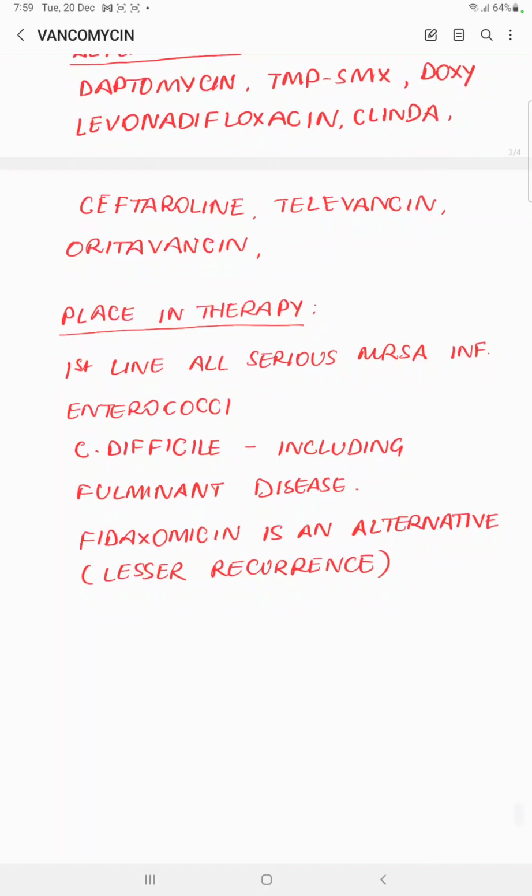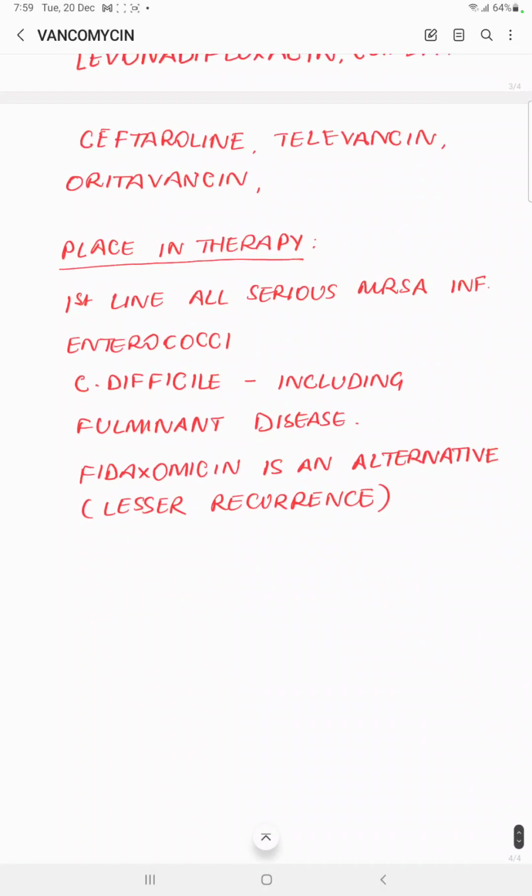Where do we place vancomycin in day-to-day therapy? It's first line in all serious MRSA infections. So there it's the antibiotic of choice. Then for enterococci, which has extensive drug resistance, vancomycin is a choice. In Clostridium difficile, including in fulminant disease, vancomycin is used. In fact, in fulminant disease, only vancomycin is advocated. And as I told, it will be in higher dosages, 500 milligrams 6 hourly.